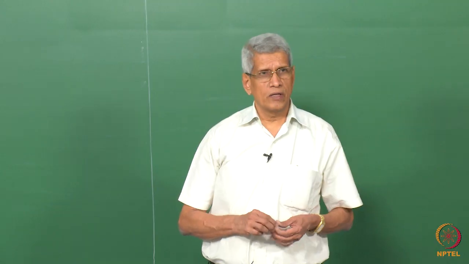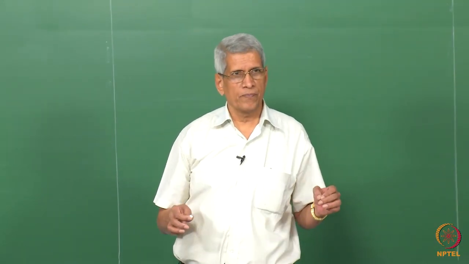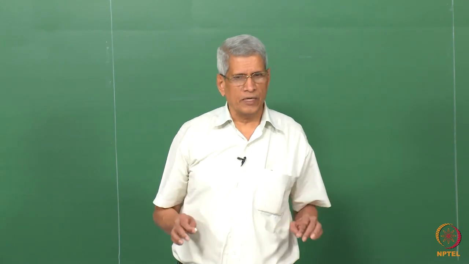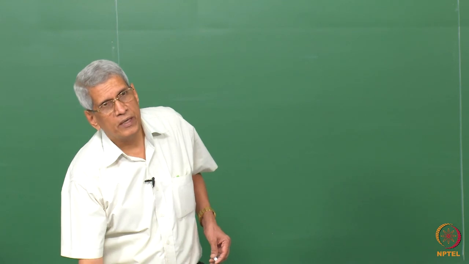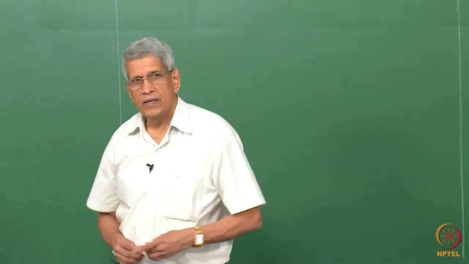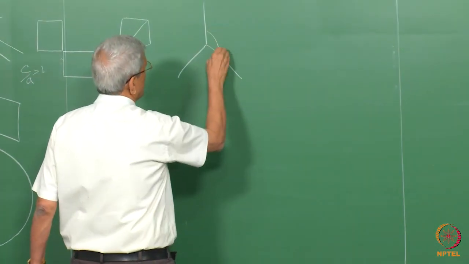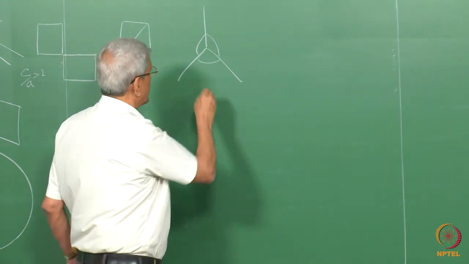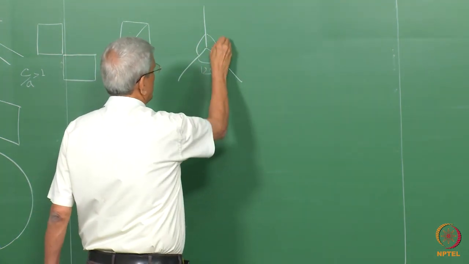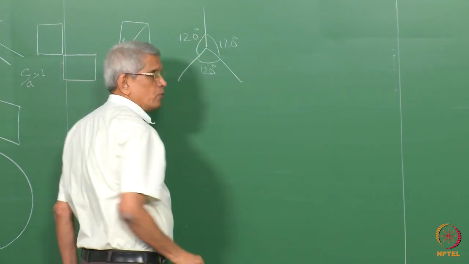If the boundary turns out to be the same type of boundary all along, at the equilibrium condition, then this angle theta will turn out to be 120 degrees. That is where we will have equilibrium, all the boundaries have to be of the same type. This angle will be 120 degrees.